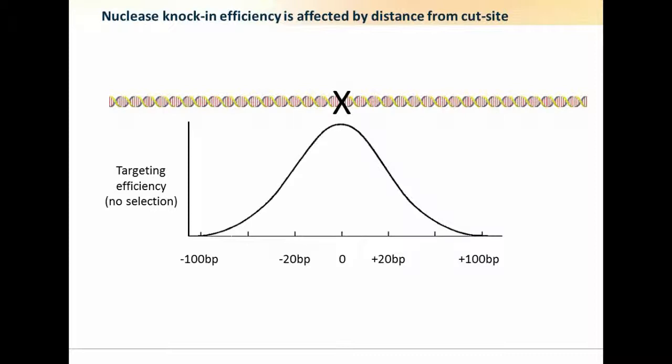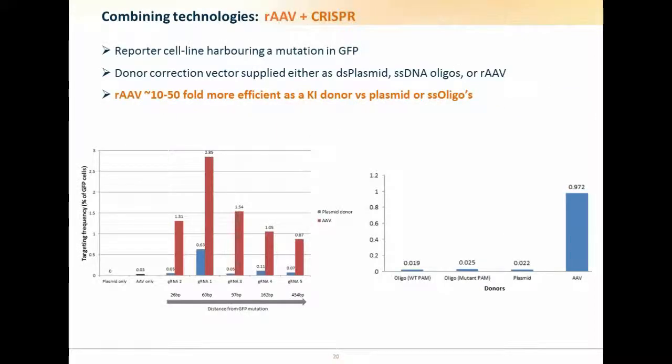Another thing to keep in mind too, if you're using a nuclease, is that the knock-in efficiency is affected by the distance from the cut site where you want to incorporate the change or changes that you're introducing. And this graph has been used widely to show how that drop-off in efficiency really occurs. You need to be roughly within about 50, 60 base pairs of the cut site in order to get pretty good efficiencies in targeting.